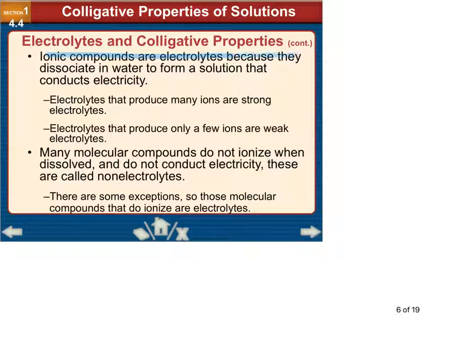Ionic compounds, electrolytes, they dissociate in water to form a solution that conducts electricity. If we get many ions, we call that a strong electrolyte. If we only get a few ions, we call that a weak electrolyte. Molecular compounds: most molecular compounds do not ionize when dissolved and do not conduct electricity, and so are not electrolytes. There are a few exceptions. So molecular compounds that do ionize are called electrolytes.